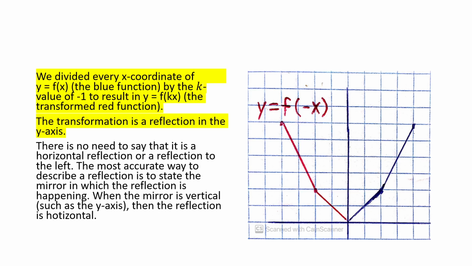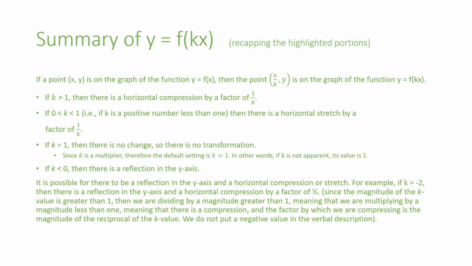And so as it says here, we divided every x coordinate of y equals f of x, the blue function, by the k value of negative 1 to result in y equals f of kx, the transformed red function. The transformation is a reflection in the y-axis. And like I said a couple times, there's no need to say that it is a horizontal reflection or reflection to the left. The most accurate way to describe a reflection is to state the mirror in which the reflection is happening. When the mirror is vertical, such as the y-axis, then the reflection is horizontal.